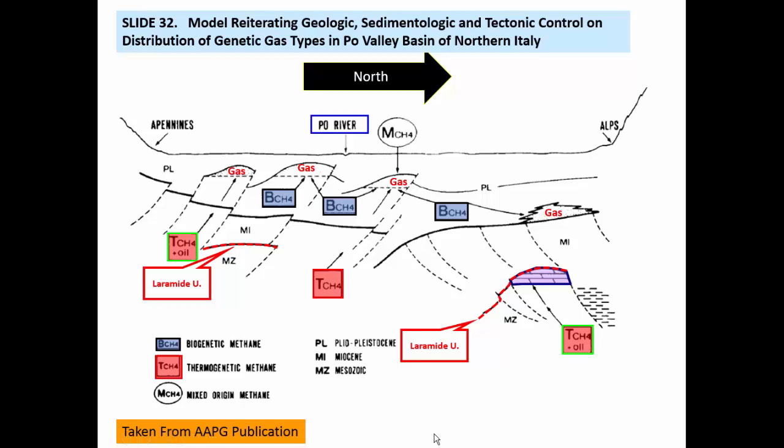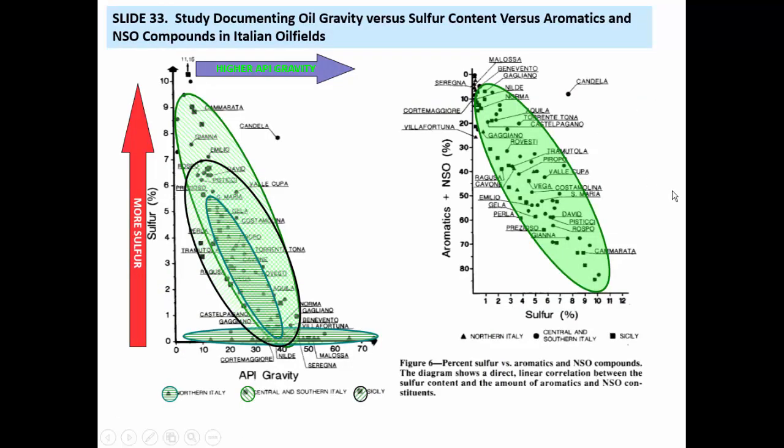Okay, this kind of shows what's going on. Here's the biogenic gas up here, BCH4, it's all methane. But down here below the Messinian unconformity, you pick up significant fields. Here's one here, here's one here. So here's the Apennines over here, here's the Alps on the other side. And just take it from the AAPG publication. What this diagram shows in a nutshell, I'm not going to go into it in great detail.